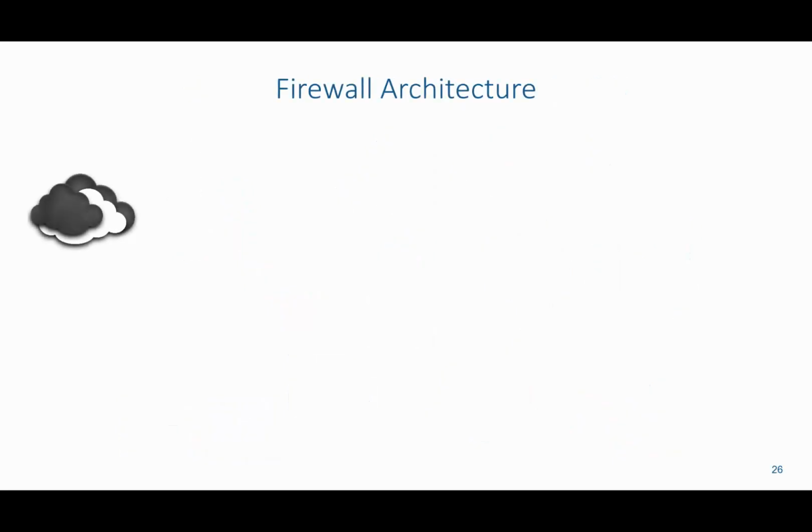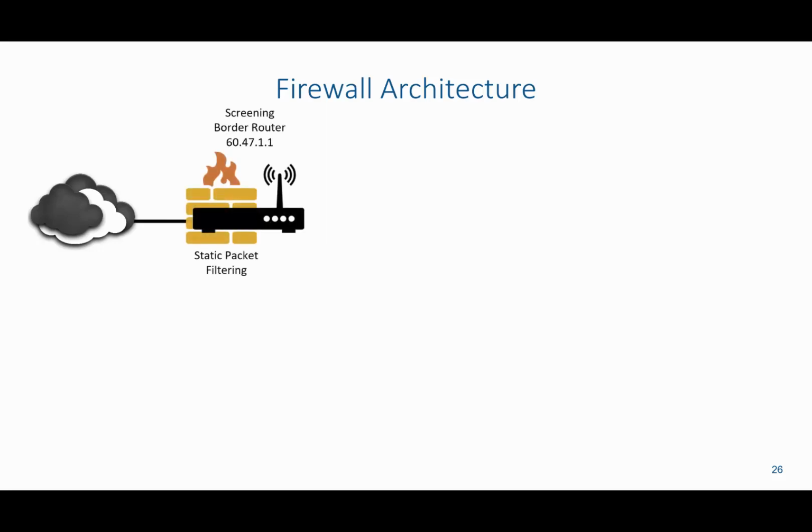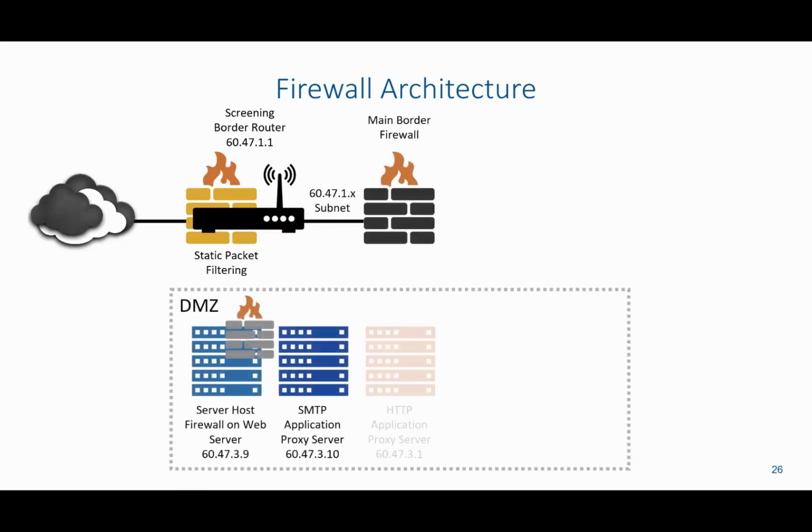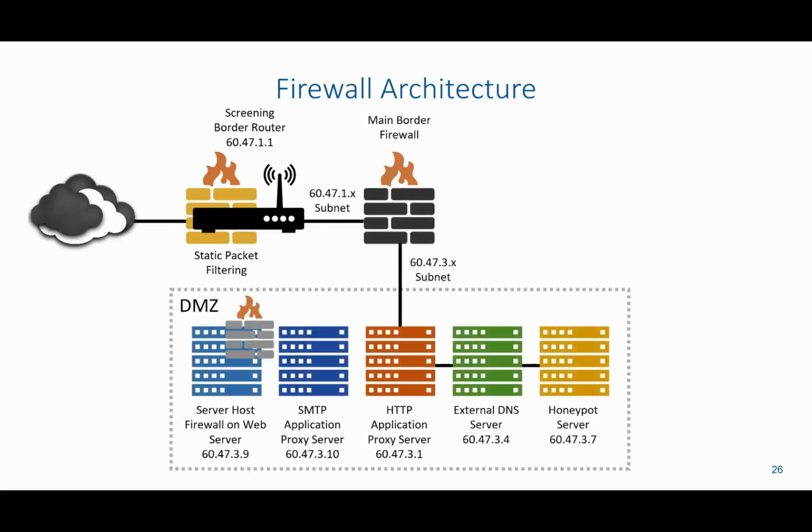As companies go about building their firewall, they will think about an architecture. If you think of an architect, what they do is build a blueprint for a home or a corporation, etc. For a firewall, we are going to have the same kind of blueprint. There are various pieces to a firewall architecture that we may want to include. The first thing is the screening border router. This could take into account static packet filtering, which just scans one packet at a time very quickly. And then it could forward those packets onto a main border firewall.